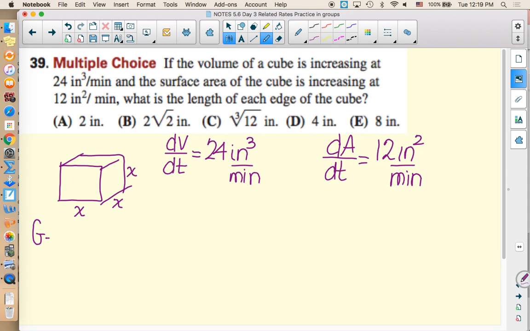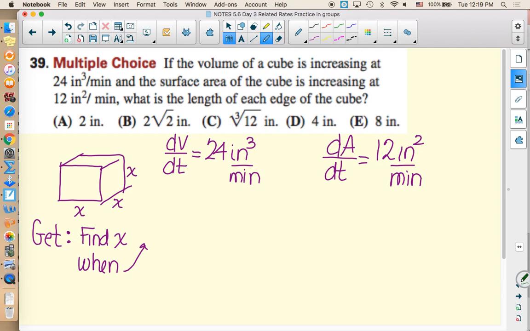So we know what's permanent, we know what's instantaneous. Our goal is that we're trying to find what that edge is when those two rates are given, when dV/dt is that and dA/dt is that. So a different kind of problem. We have two different things that could tell us a little bit about x, and we're probably going to have to join those two ideas.